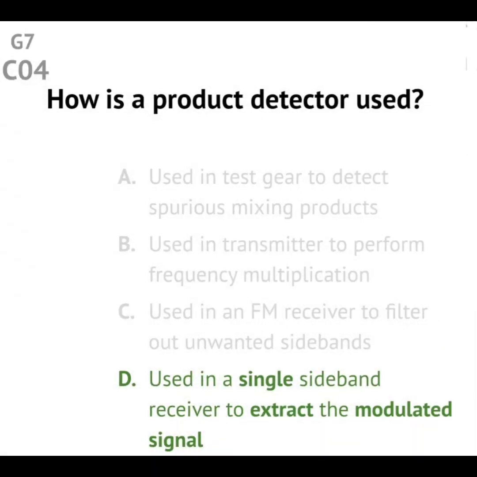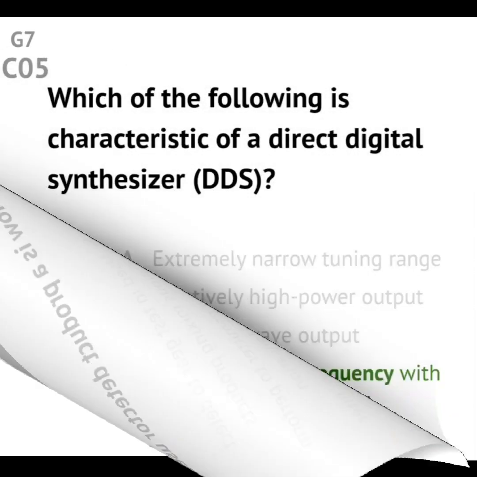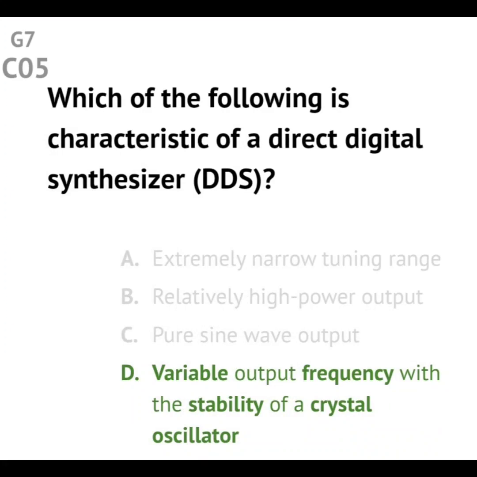Question G7C04. How is the product detector used? Answer: used in a single sideband receiver to extract the modulated signal. Question G7C05. Which of the following is characteristic of a direct digital synthesizer, DDS? Answer: variable output frequency with the stability of a crystal oscillator.